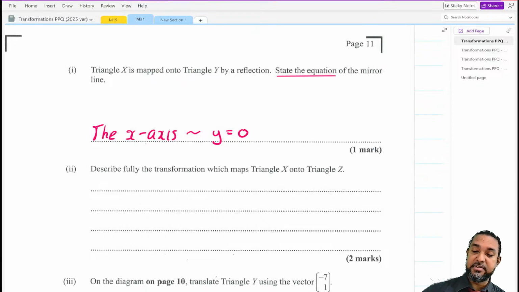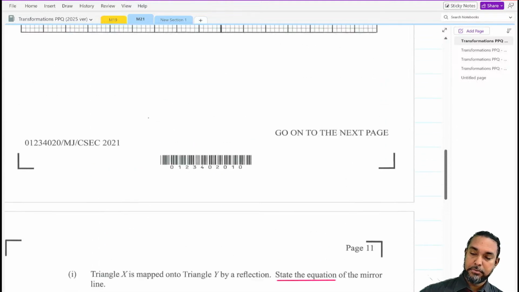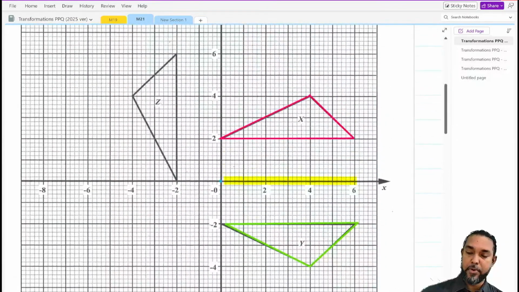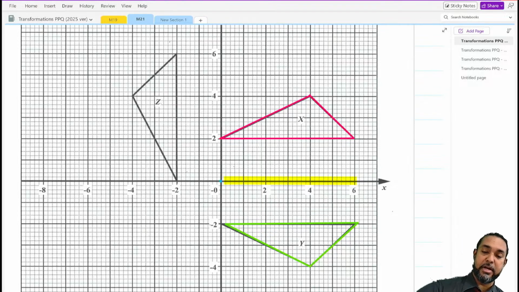Okay. Now it says describe fully the transformation which maps x onto z. Okay, so describe fully the transformation which maps x onto z. So we're going from pink. Okay, I didn't give z a color.